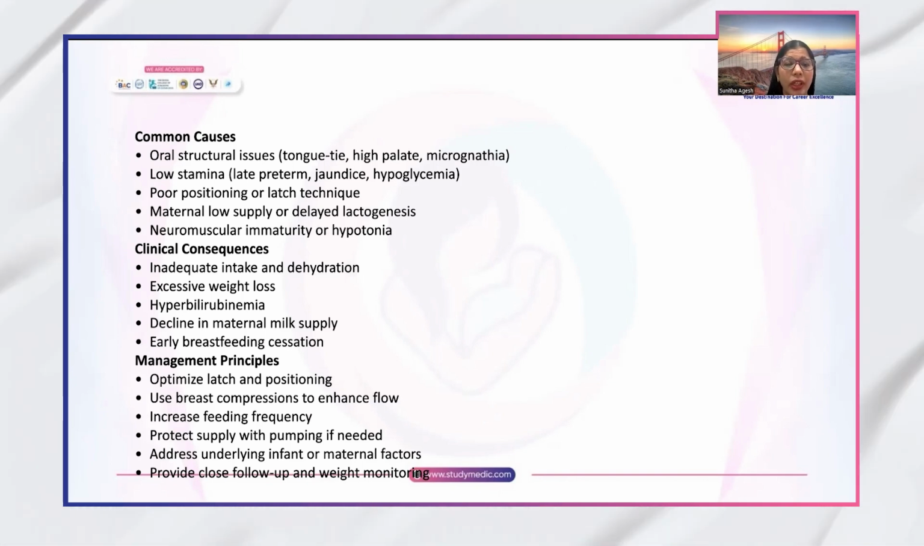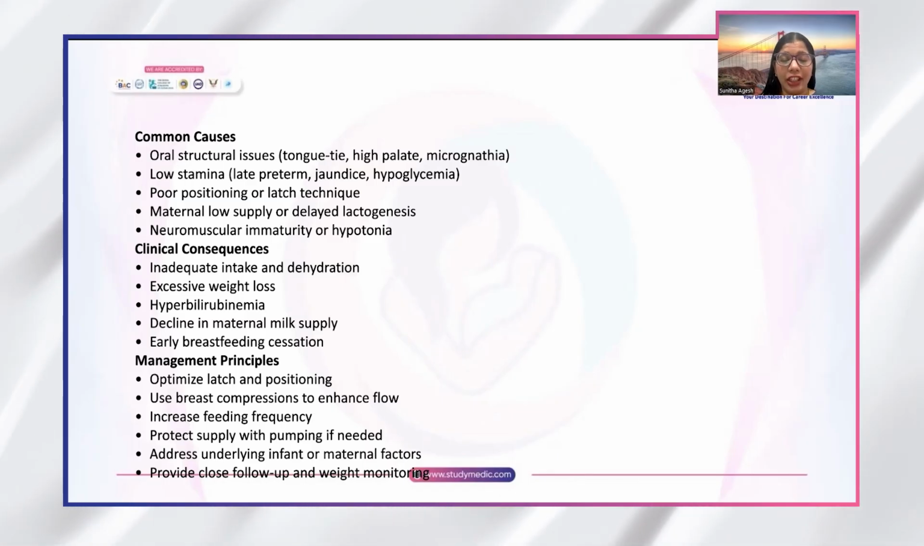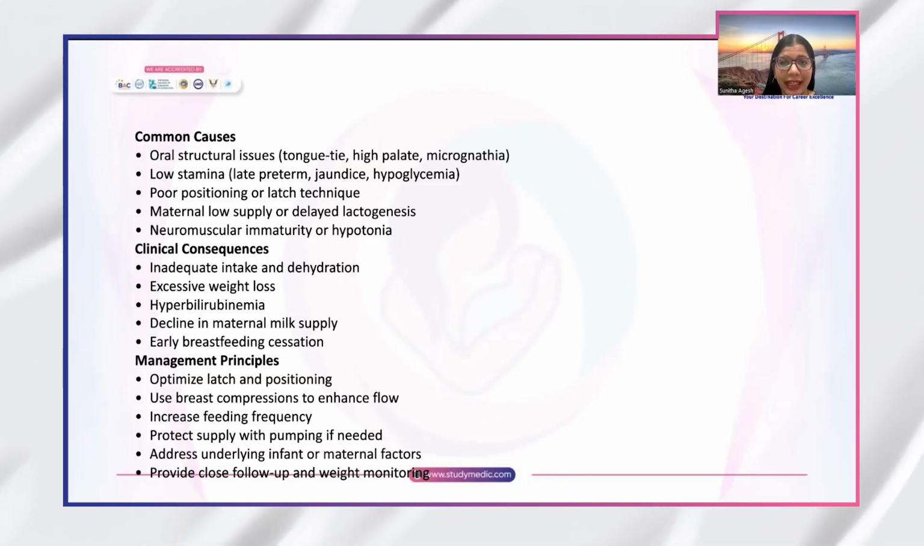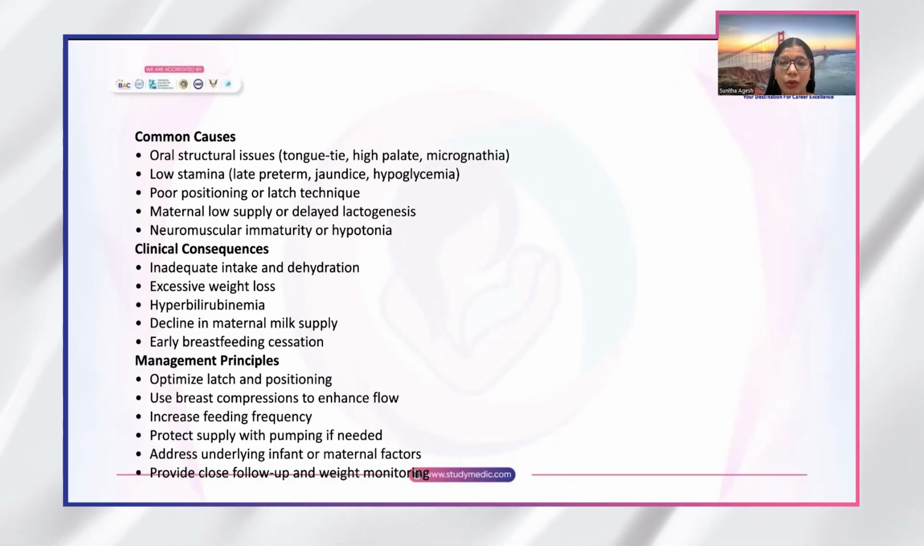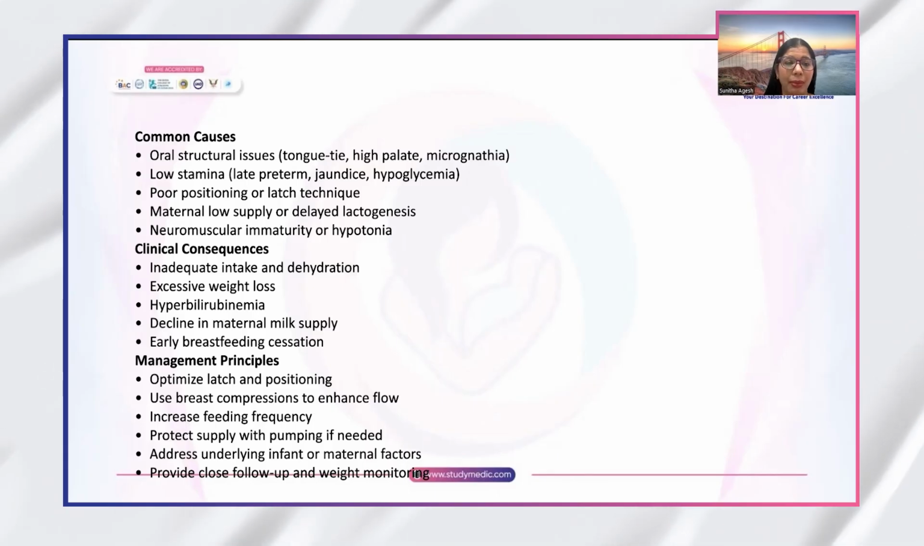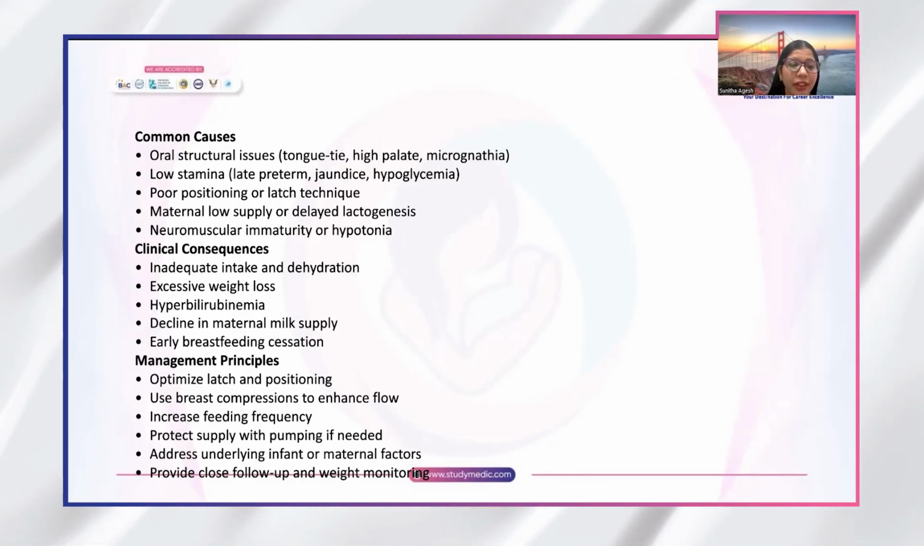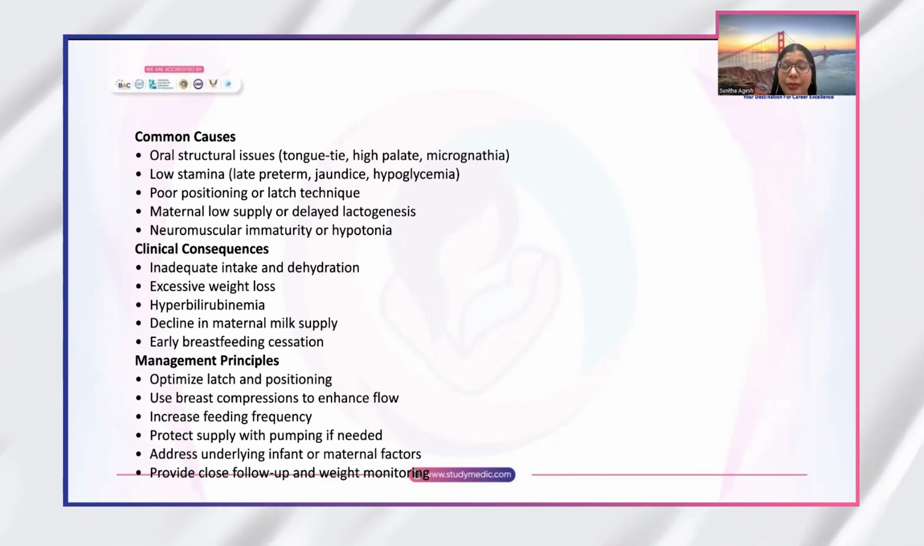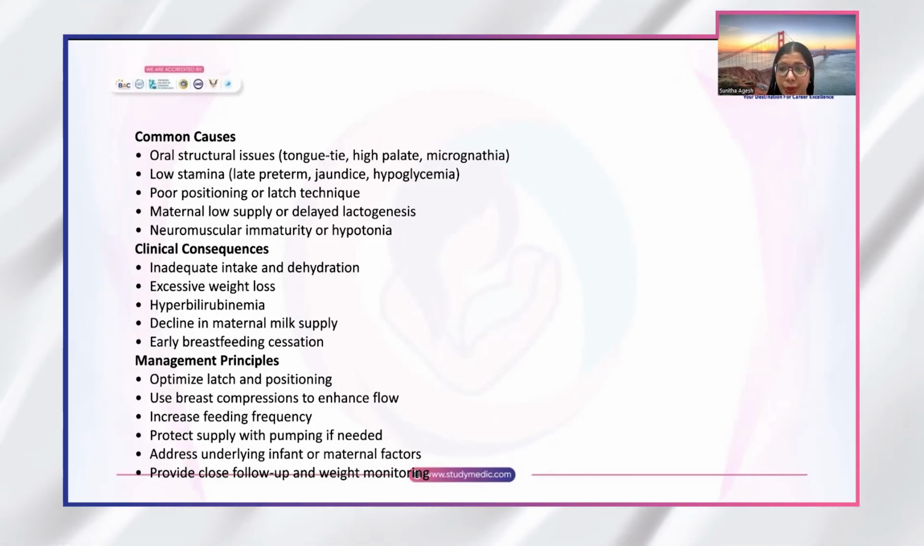Then maternal low supply or delayed lactogenesis. If the mother has any additional risk factors, there is a possibility of delayed lactogenesis too, which also will cause maternal low supply. Neuromuscular immaturity and hypotonia, especially in Down syndrome and other neuromuscular diseases, mean the baby will have less milk transfer. What will this less milk transfer cause? The baby will take inadequate intake and have dehydration and excessive weight loss. The bilirubin will not clear from the body because the baby is not passing adequate stool.